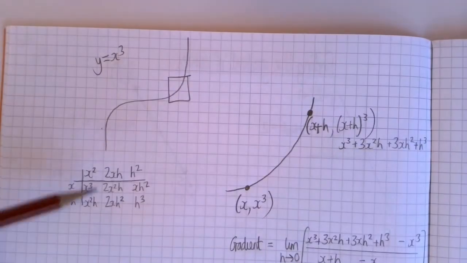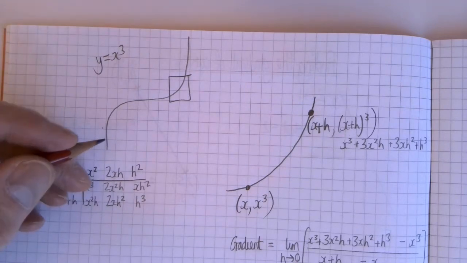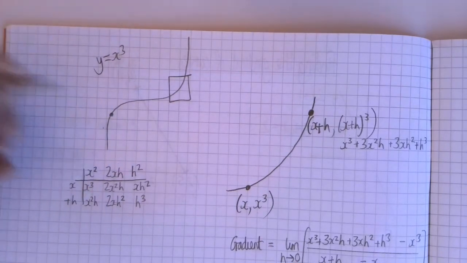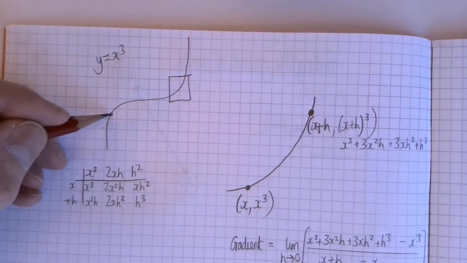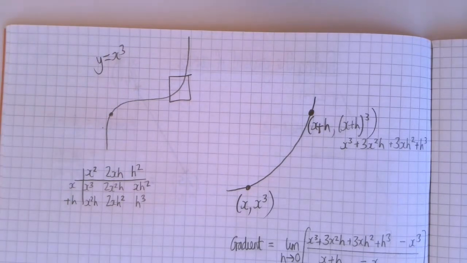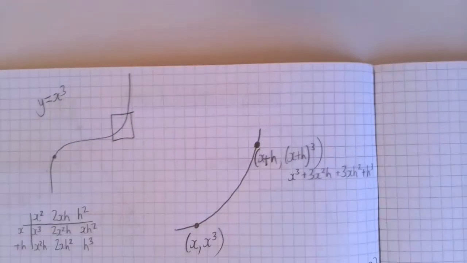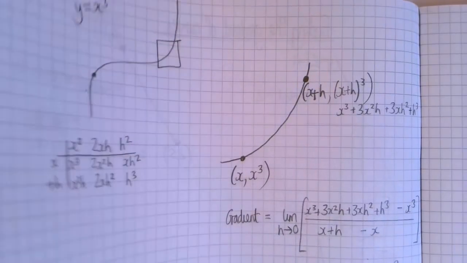So the gradient of this line is always 3 times the x value squared. So down here, x is -2, say, -2 squared is 4. 3 lots of that is 12. So the gradient at that point is 12, really steep. And when x is 0, 0 squared is 0, 3 times 0 is 0. So yes, we know we've got a gradient of 0 at that point. So let's add that to my list. Got my list on the previous page.